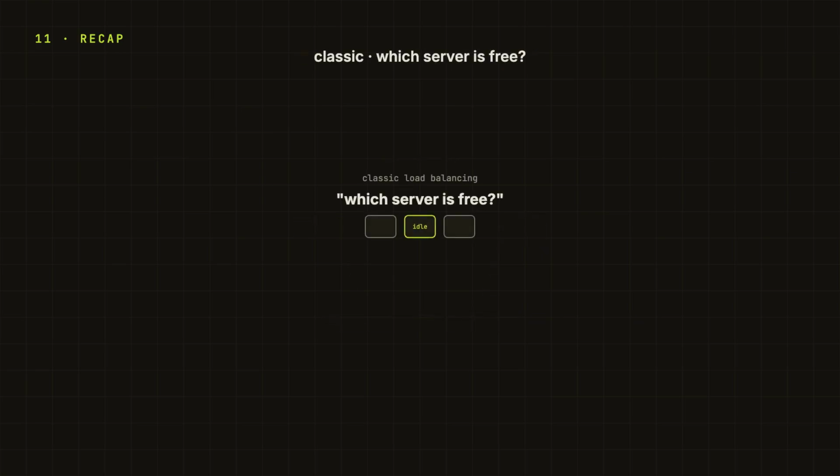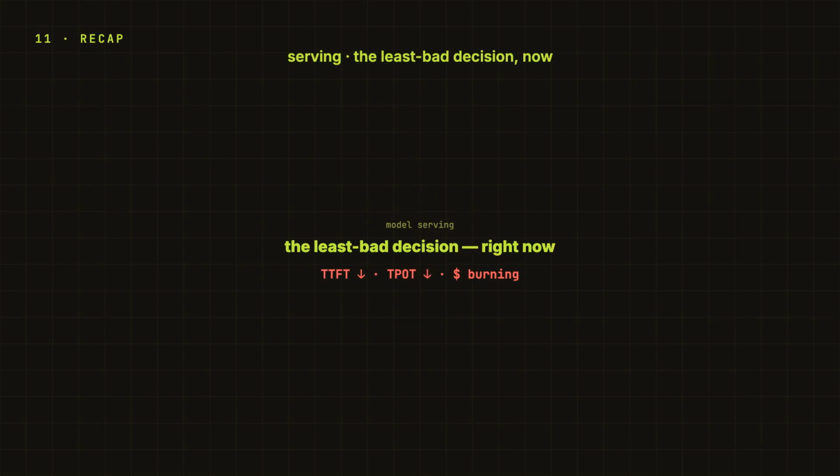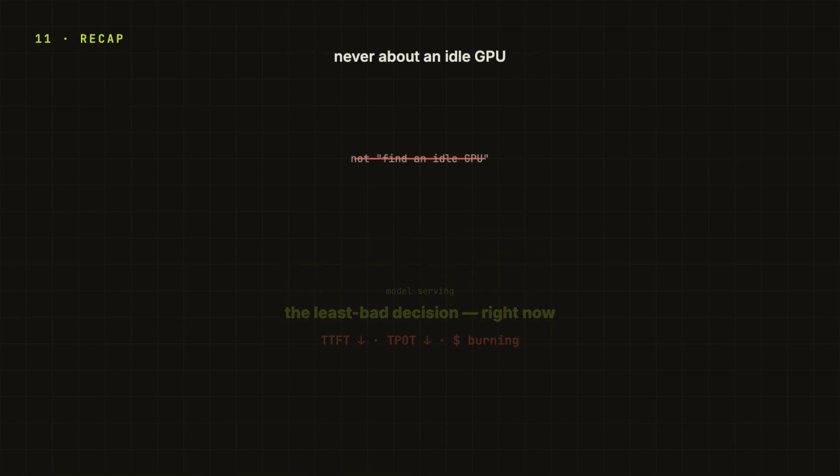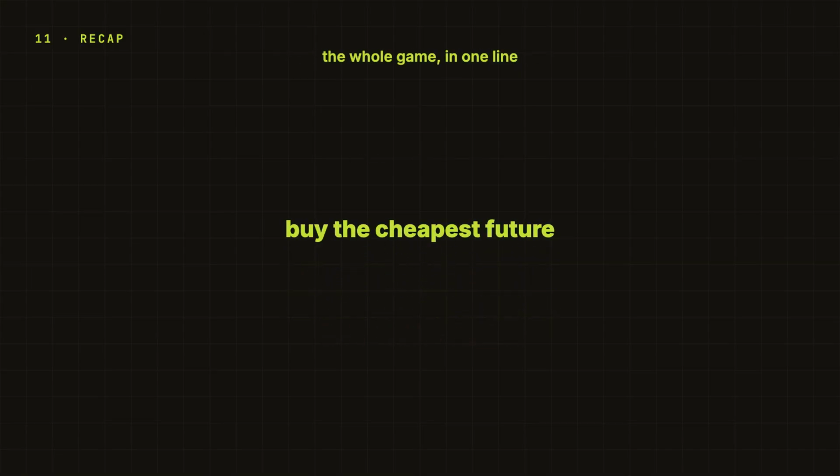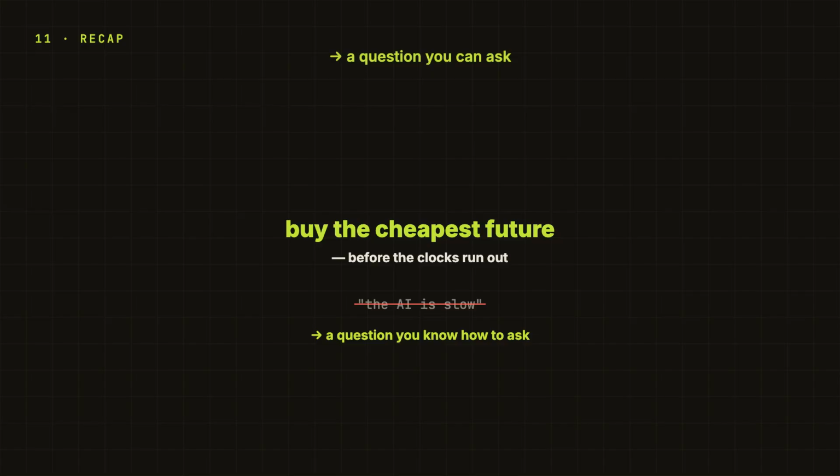So here is the reframe to walk away with. Classic load balancing asked one question: which server is free? Model serving asks a much harder one. Given the two clocks running down and the money burning, what is the least bad decision I can make for this request right now? It was never about finding an ideal GPU. It's about buying the cheapest future before first token and next token run out. And once you see a serving cluster that way, "the AI is slow" stops being a shrug, and it turns into a question you know exactly how to ask.